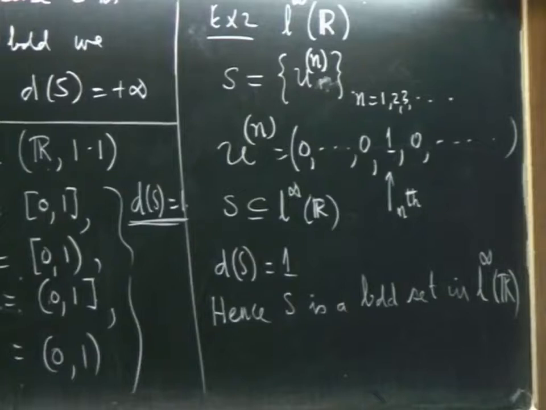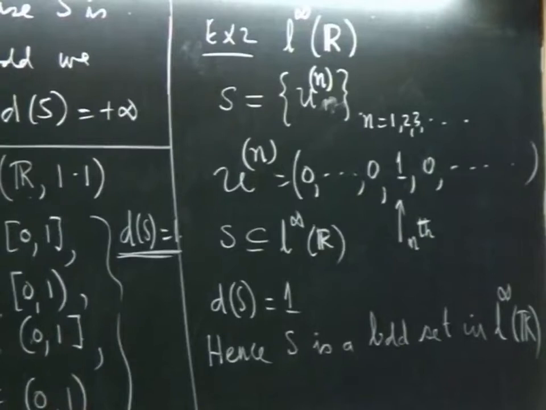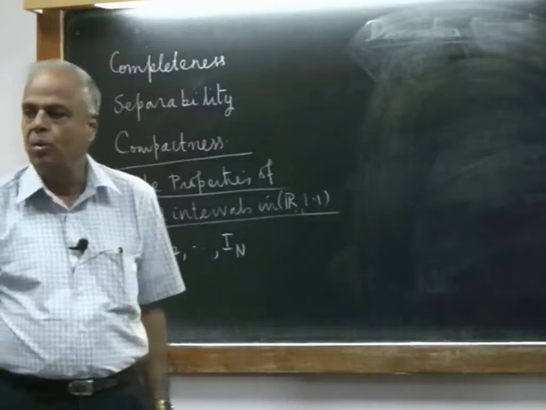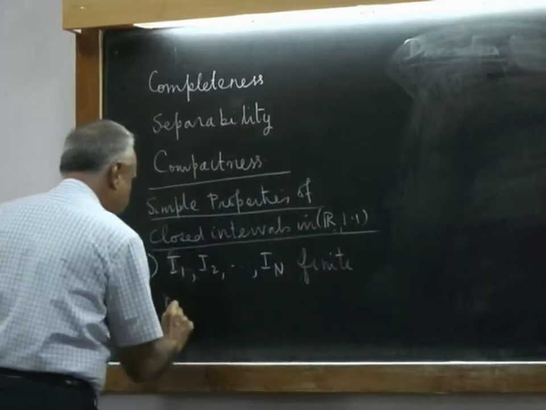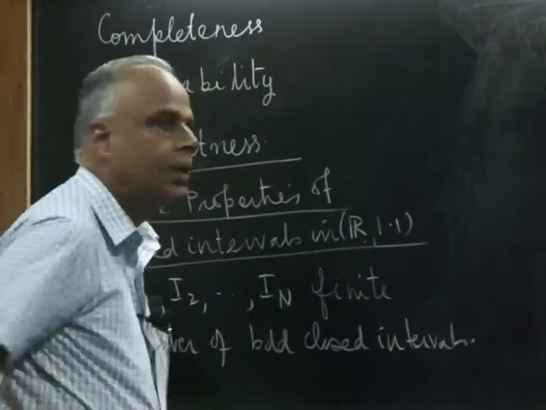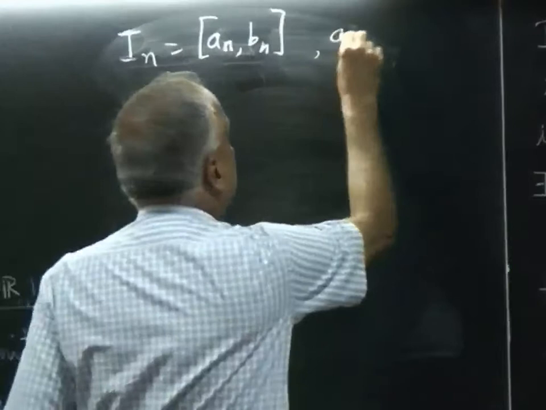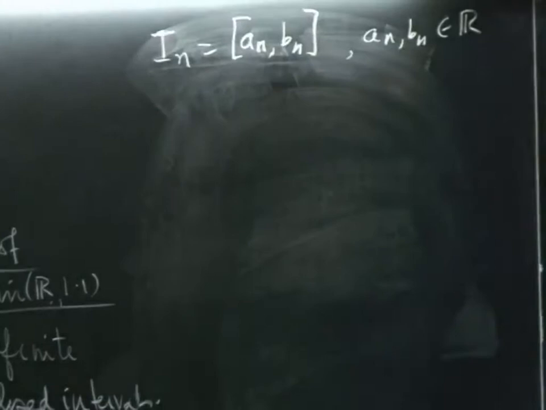Now, I am ready to look at some properties of closed intervals on the real line, and to generalize things we will eventually need the notion of diameter. So, the first simple thing that I would do is start with I1, I2, up to IN, some finite number of bounded closed intervals. That means In is [an, bn], where an and bn are real numbers. I am looking at n equal to 1, 2 up to capital N.